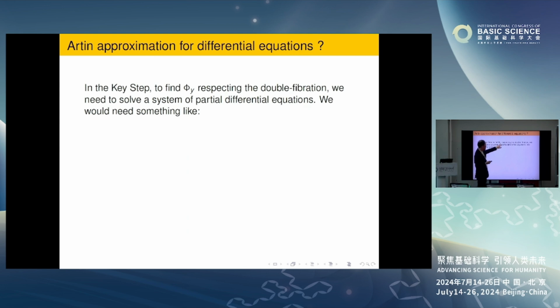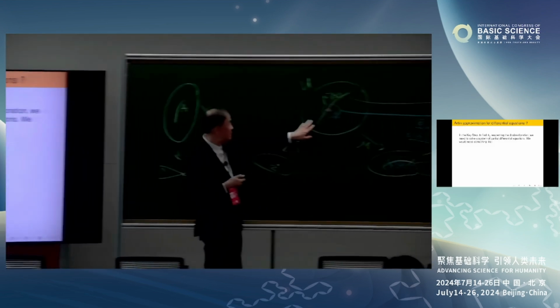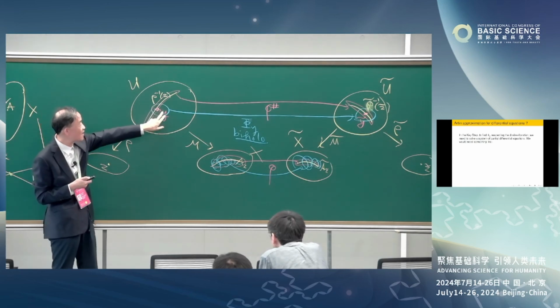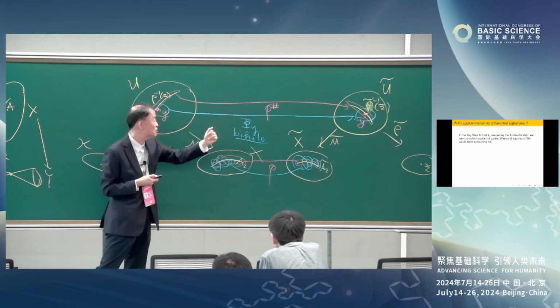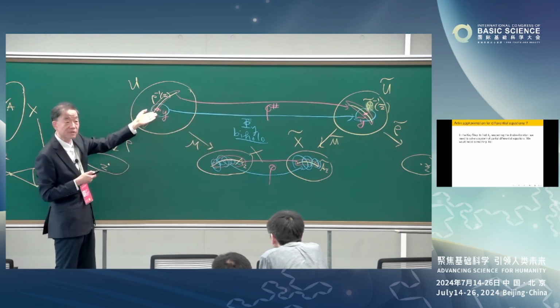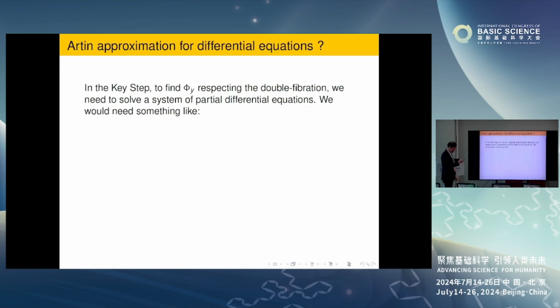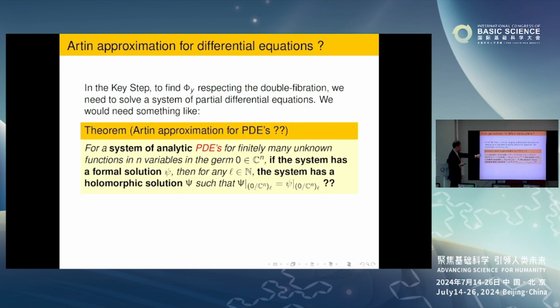So to find this biholomorphic equivalence respecting double fibration, we need to solve a system of analytic partial differential equations. Because the requirement that it respects double fibration is a differential condition. It's not just an analytic system of analytic equations, but there's a differentiation involved. So you obtain a system of partial differential equations. So what we want is something like Cartan approximation for PDEs.